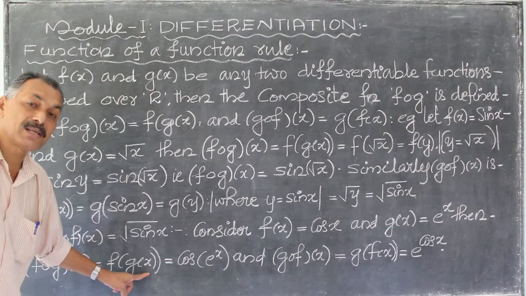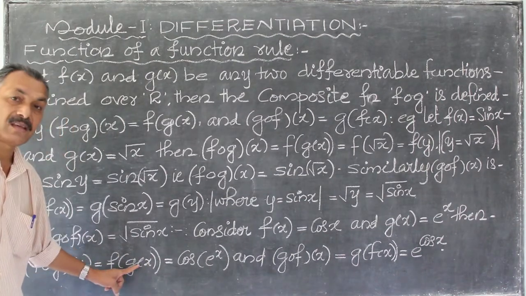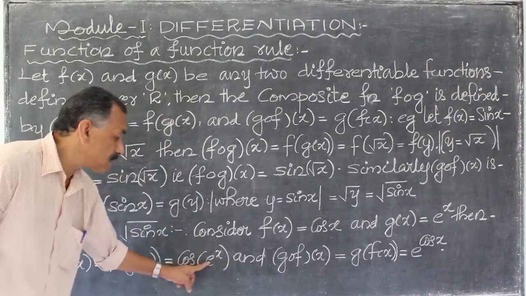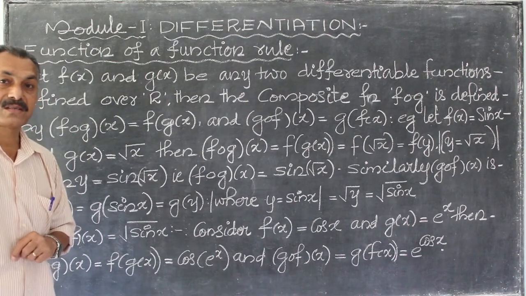f of e raised to x: let y be e raised to x, then f of y. f of x is cos x, so f of y is cos y. That is cos e raised to x, where y is equal to e raised to x.